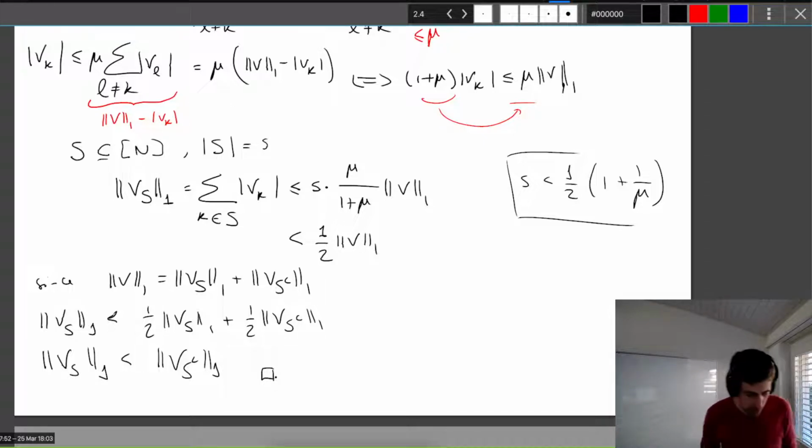Sorry for taking 3 extra minutes. Now it's done. So if v was in the kernel, we use the worst case coherence to show that v cannot be too spiky. Every single entry of v cannot account for too much of the L1 norm. And because in S, there's very few, there's only S entries, they together cannot count for more than half the norm. Okay, so this was the proof of the theorem.